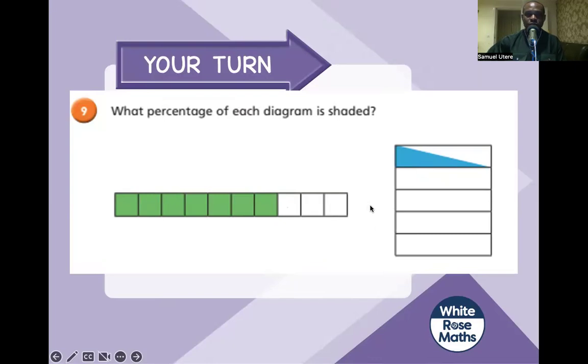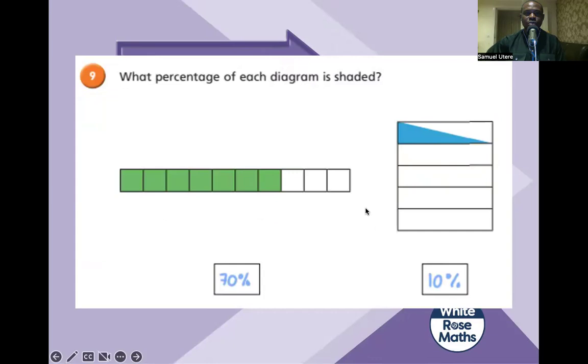Assuming you've paused the video and you've answered the question, here are the answers. Let's discuss them. Here you were asked what percentage of each diagram is shaded. Of course, here you can see that we have 1, 2, 3, 4, 5, 6, 7, 8, 9, 10. And we have 7 shaded. 7 tenths is 70 hundredths, which is 70%.